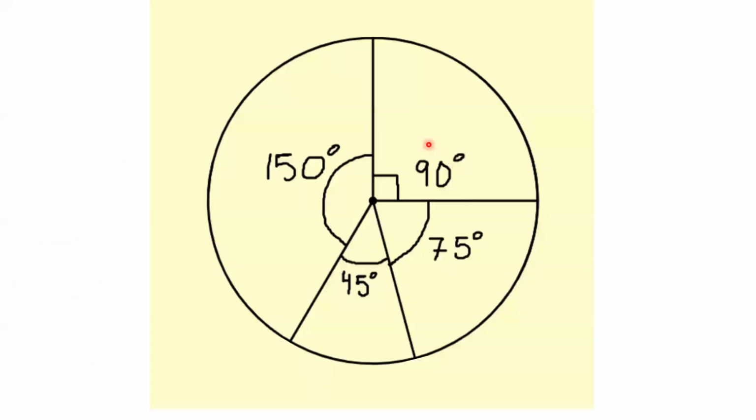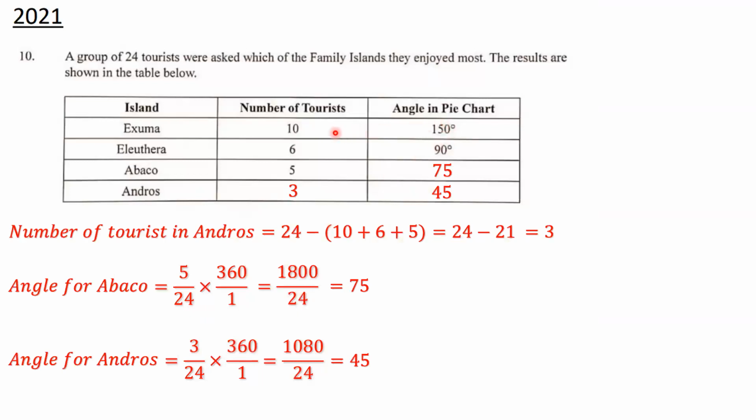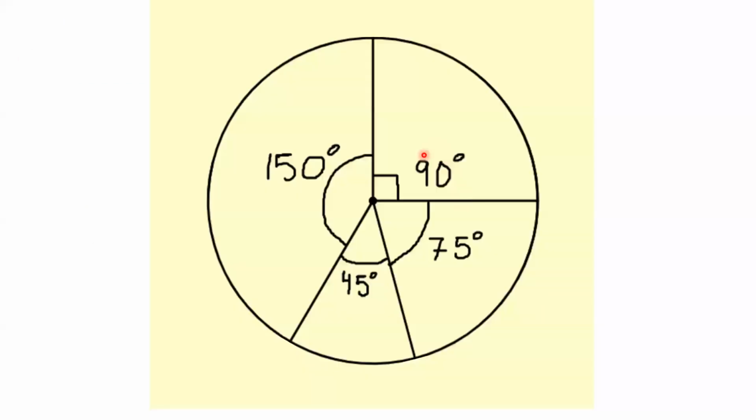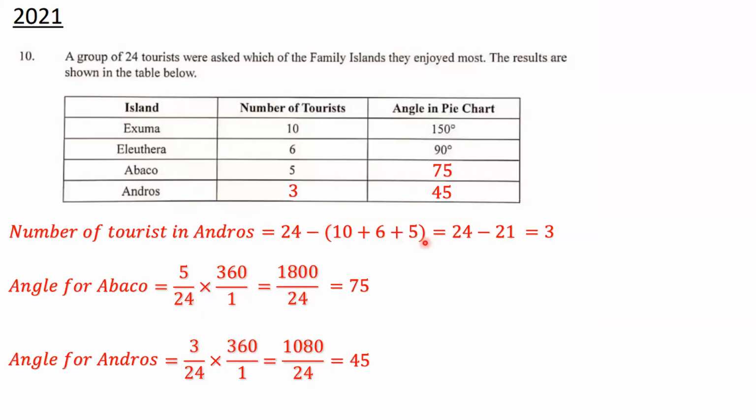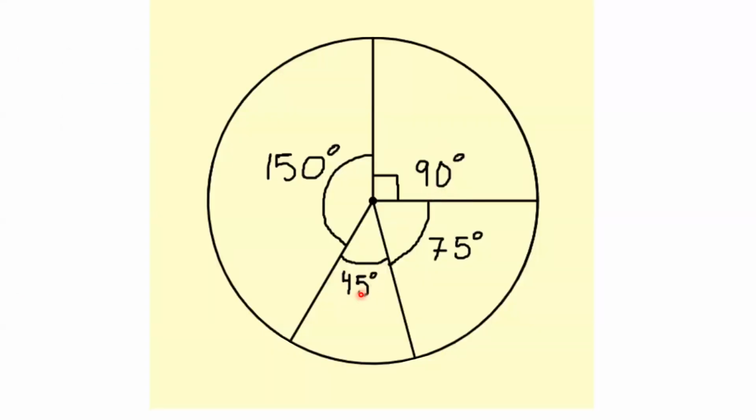Now, this is a finished version of it. This is how it's going to look when it's finished. Obviously, 150 accounts for the 150 in Exuma. The 90 is for the 90 in Eleuthera. The 75 degrees is for the 75 in Abaco. And for Andros, that's the 45. So I'm going to show you how we're going to actually do this using our ruler, our pencil, our protractor, and our compass. So let's look at it.